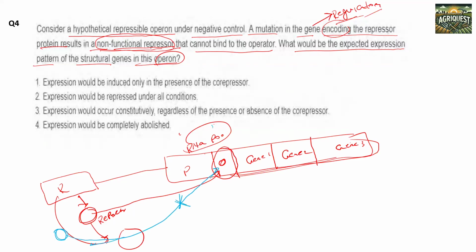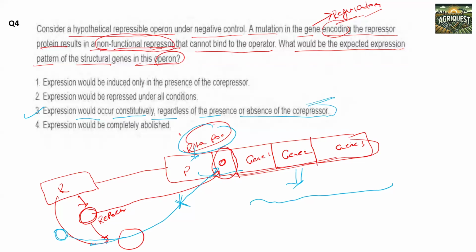So RNA polymerase can bind to this promoter every time, and transcription will happen. So constitutively the transcription will happen. So the third option will be correct: expression would occur constitutively regardless of the presence or absence of the co-repressor.